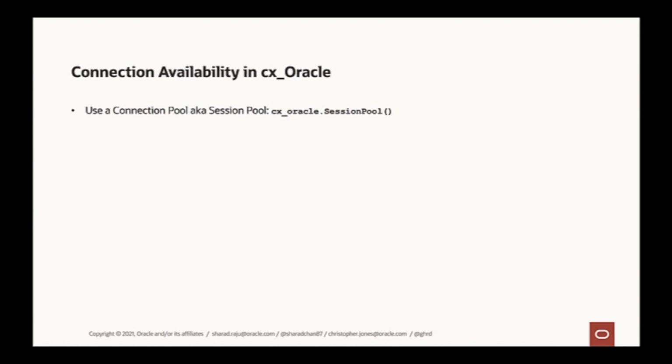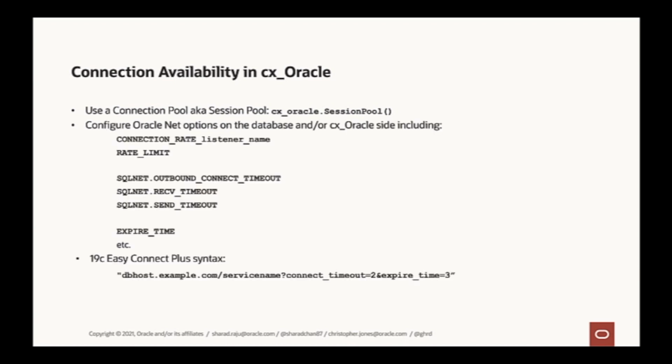The first one is always to use a connection pool. There are many benefits to this. Sharad mentioned some before, that it supports the DRCP and the application continuity that I'll get to. It also has those performance benefits that we mentioned before. Obviously, if you're a single user, you may not be using a session pool, but you just have to be aware of the pros and the cons there.